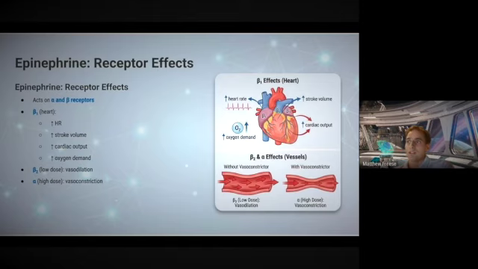Epinephrine receptor effects: epinephrine acts at both alpha and beta receptors. Beta 1 effects on the heart are increasing heart rate, contractility, cardiac output, and importantly, myocardial oxygen demand. Low doses can cause beta 2 mediated vasodilation, while higher doses cause alpha mediated vasoconstriction.